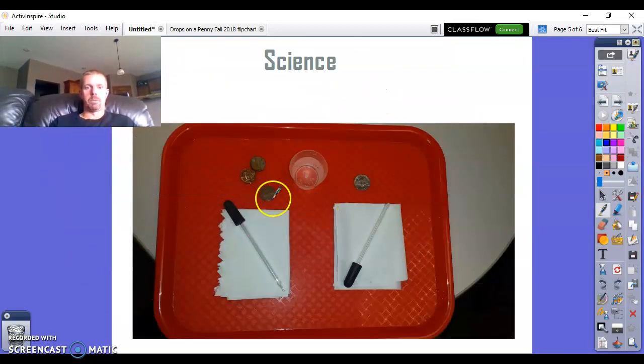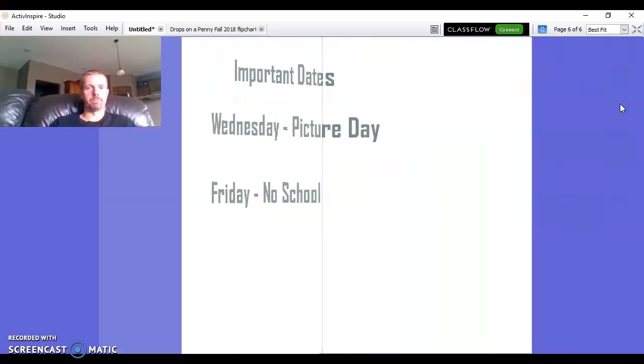In science, we're going to be doing drops on a penny, so students will be using droppers, and they're going to decide which side of the penny they want to use, and they're going to drop on the penny and see how many drops each penny holds. So we're continuing to work on that FAIR test.